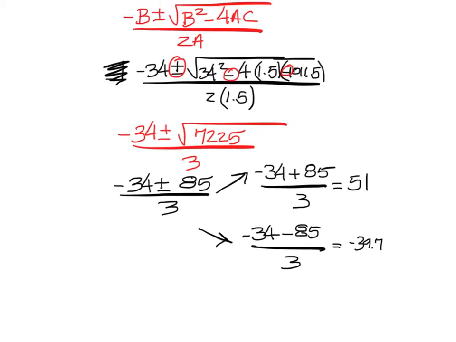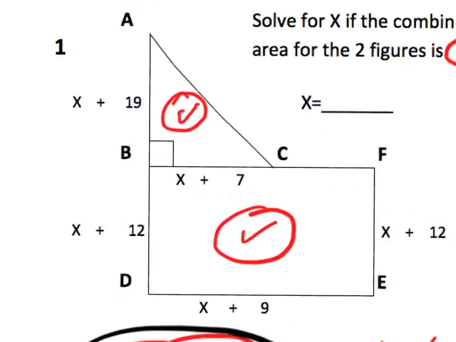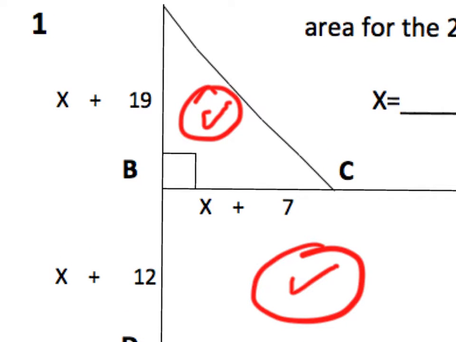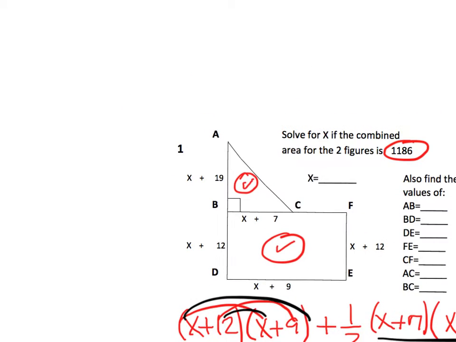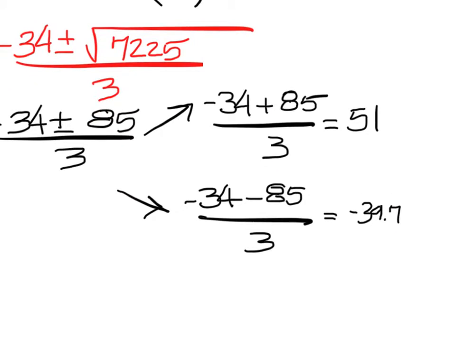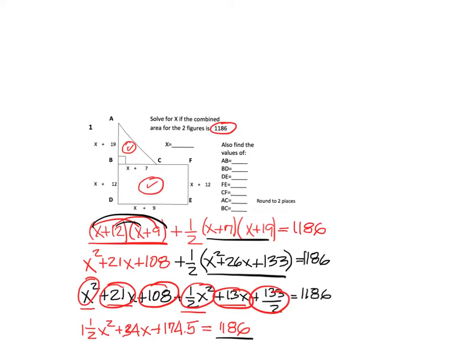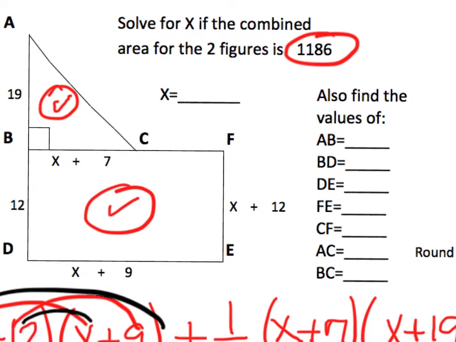Look at your original problem. If I put something in here that's approximately negative 39 and add 19 to it, do I get a positive or a negative number? Negative, so that's not going to work out. So that answer is not possible down here. So we cross this one out. And that would be the value for x. So we'll go back up here, and we've just found x.